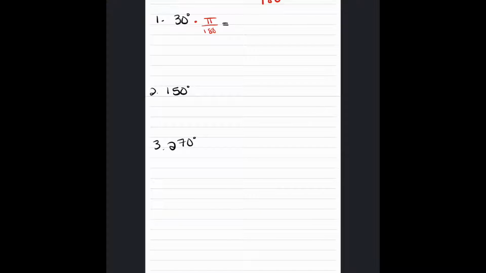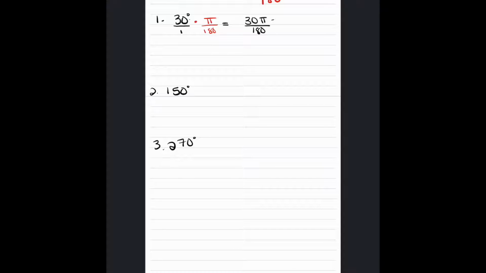We're going to multiply straight across. So 30 times pi is just 30 pi. Over, this is like over an invisible 1 here. So we have 1 times 180, which is just 180. And then we have to reduce it.